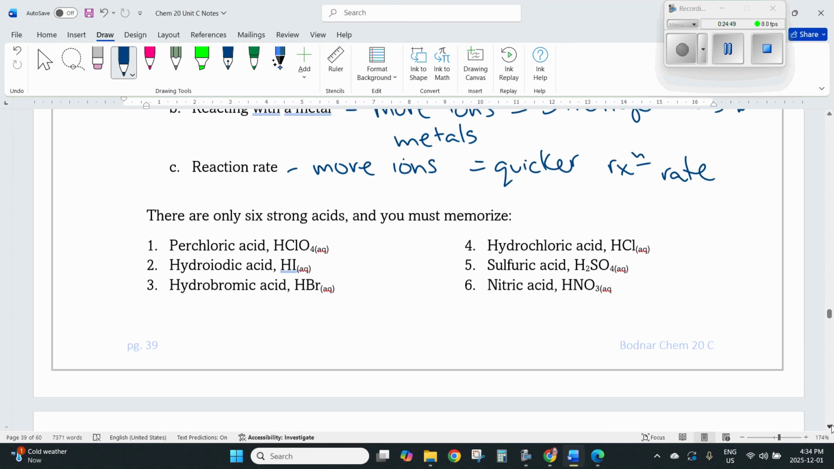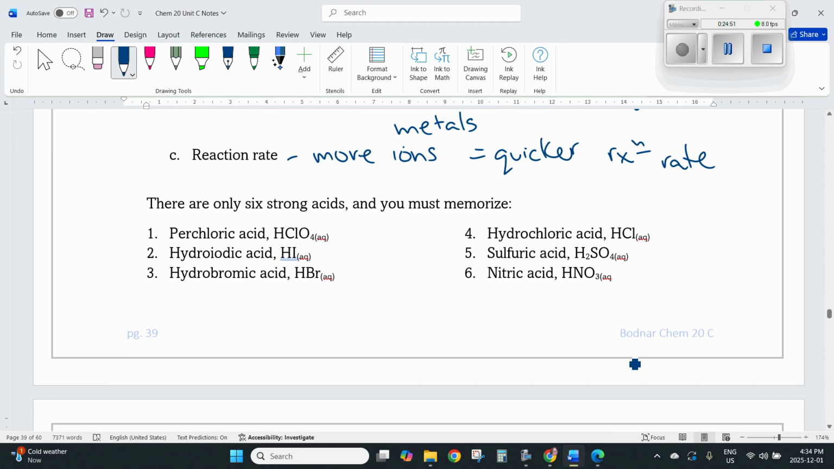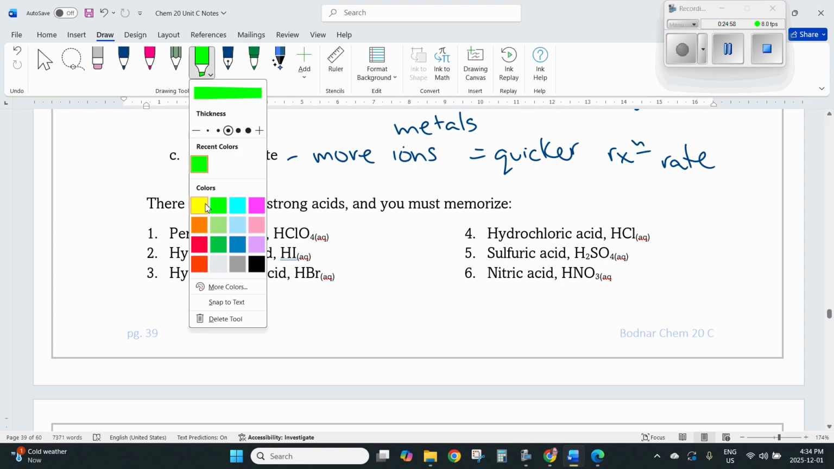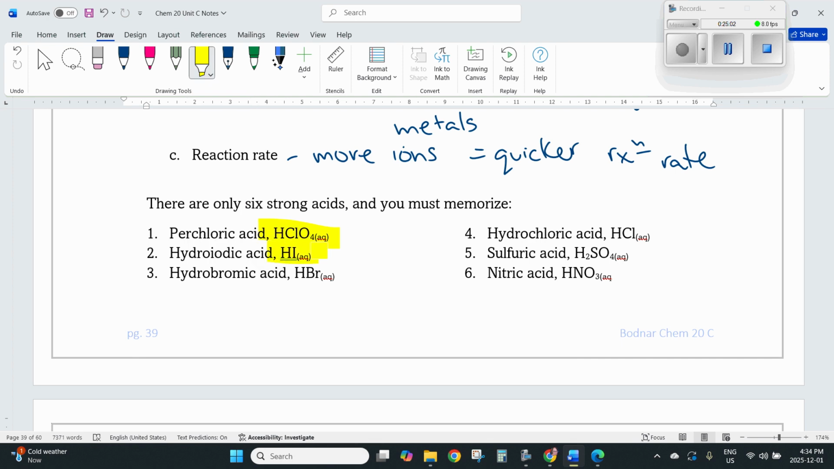Okay, these are the only 6 strong acids that you must memorize. So I would suggest putting this in your notes pack or in your data booklet somewhere to memorize. I would just put the formulas down, because if you see your formulas, then you should be able to convert this to a name based on your rules for naming acids.